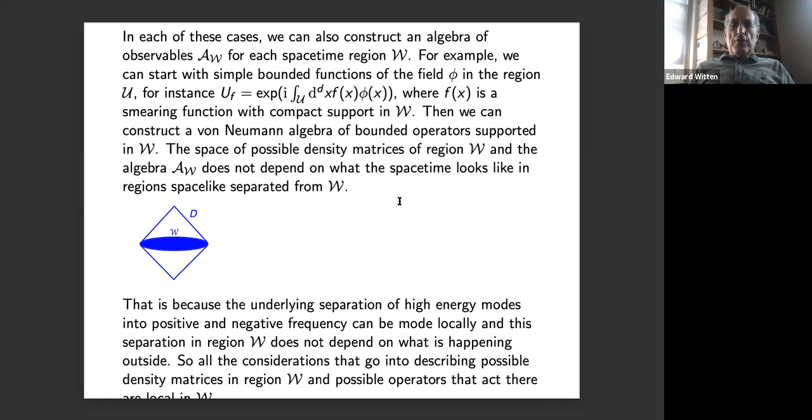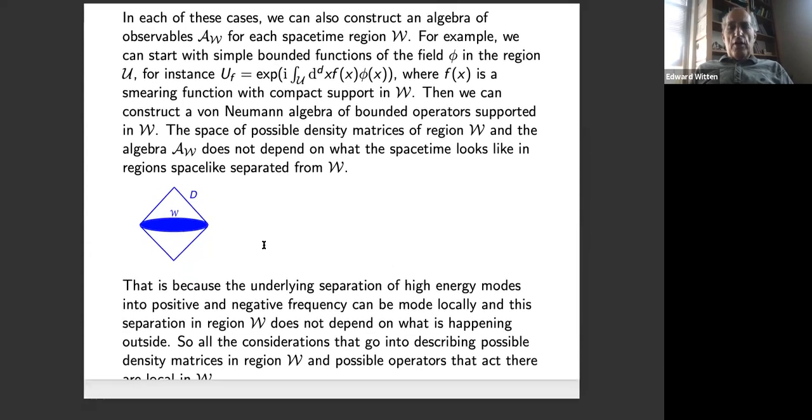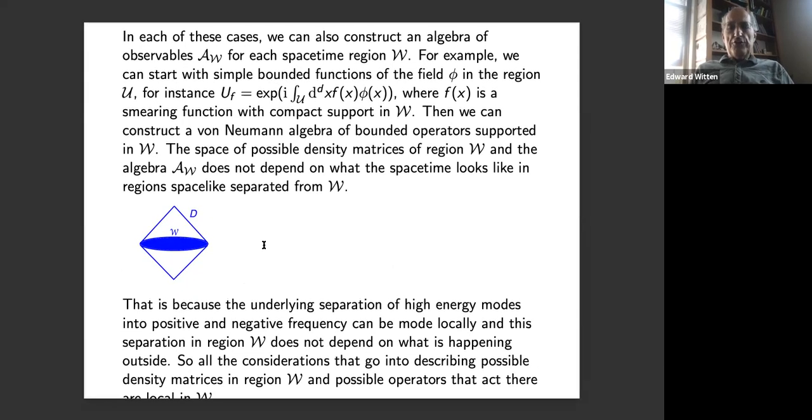So the Hilbert space, of course, depended not just on this bounded region W, but on what was outside. But the algebra AW, and informally the space of possible density matrices of region W, doesn't depend on what's happening outside of W. That's because the underlying separation of high energy modes into positive and negative frequency can be made locally. And this separation in region W doesn't depend on what's happening outside. So all the considerations that go into describing quantum mechanics in W and operators that act there are local in W.